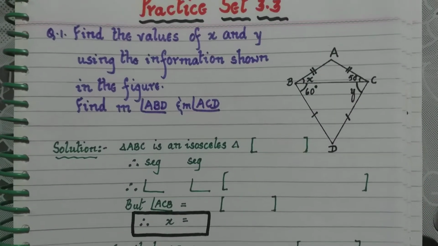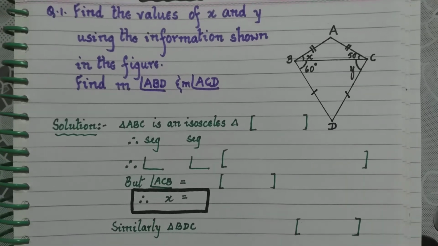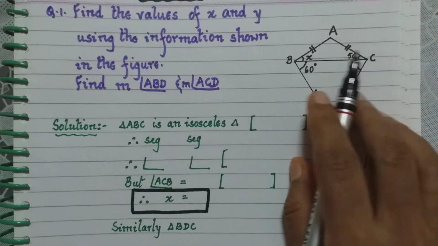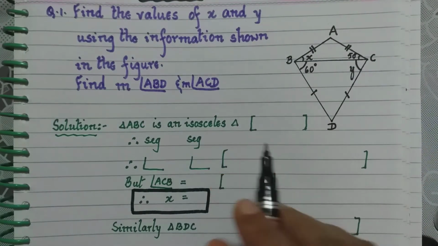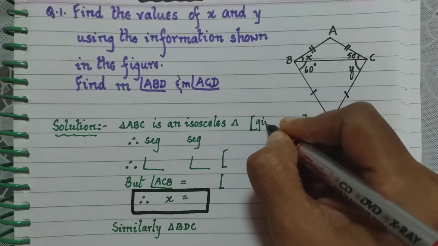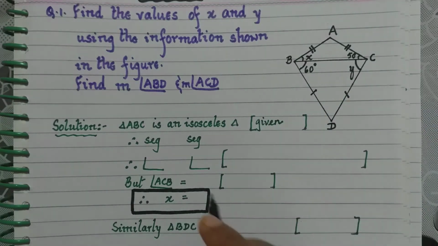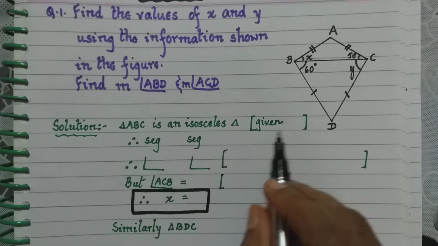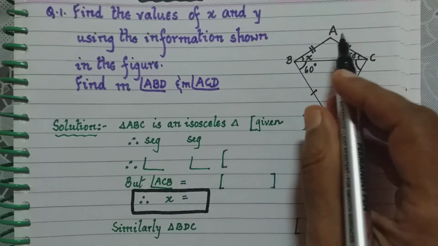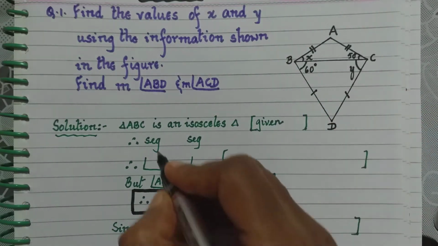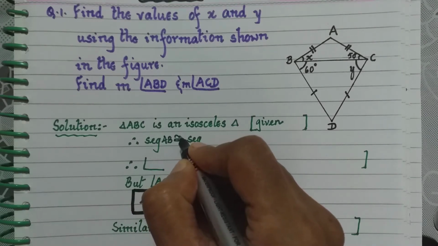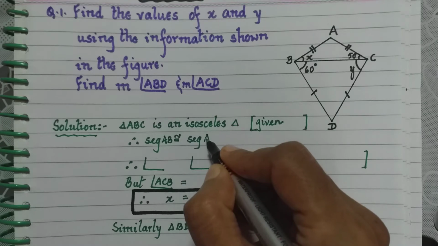We have here triangle ABC is an isosceles triangle. That is because it is given that the two sides are equal. So we write here given. Okay. So if it is an isosceles triangle, which are the segments which are equal? Segment AB and segment AC. So we write here segment AB congruent to segment AC.